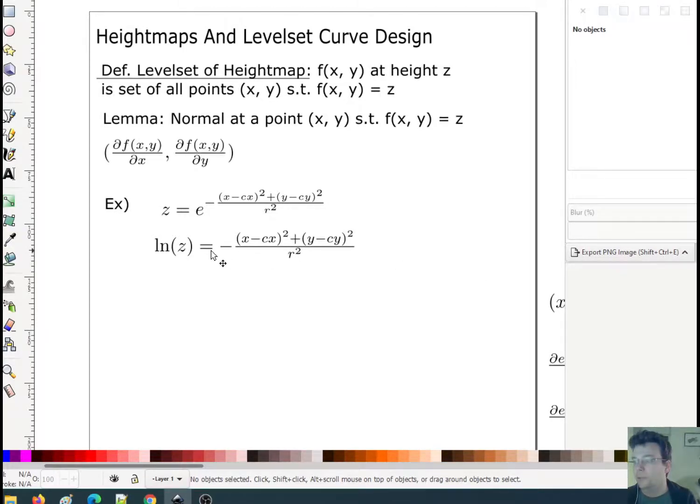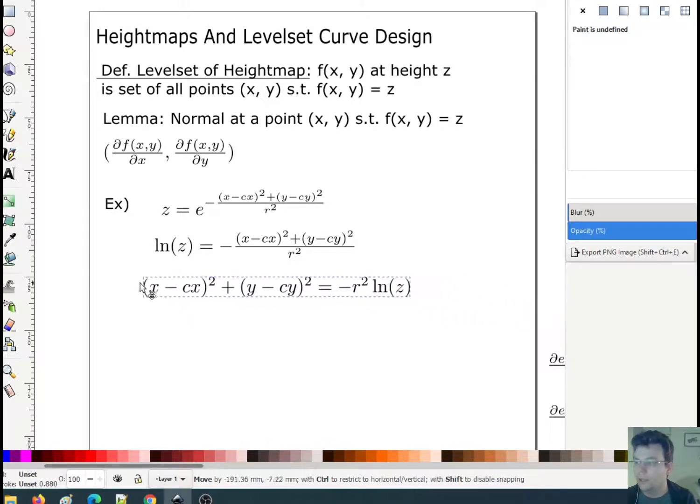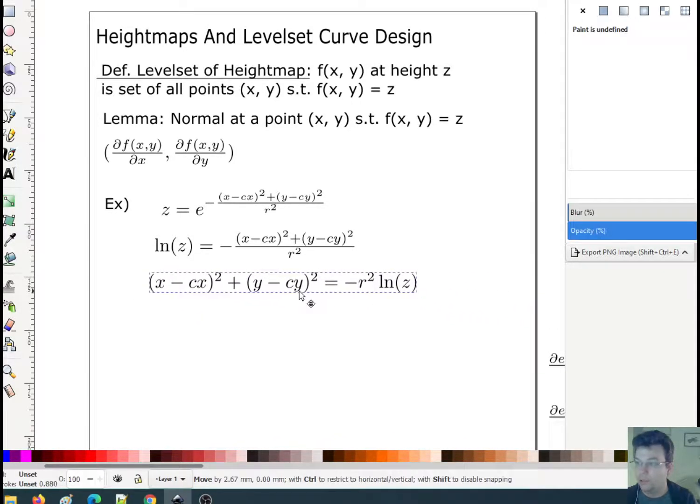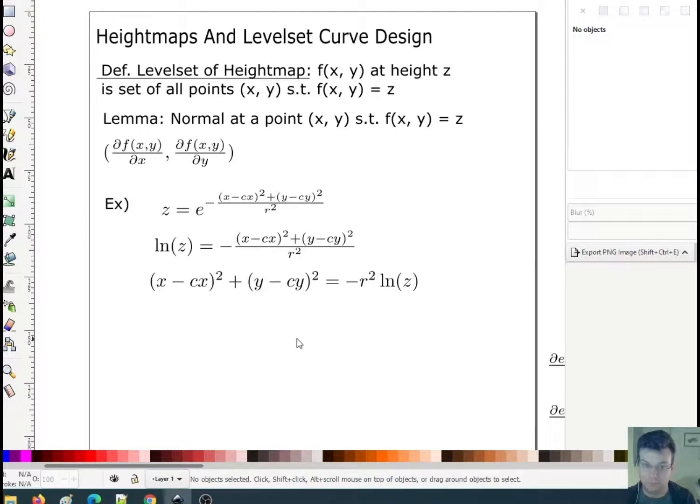Okay, now if I multiply both sides of this equation by negative r squared, then I end up with this, which is the equation for a circle, if you look at it. So you remember from your SAT, x minus center x squared plus y minus center y squared is equal to, in general, the radius squared. In this equation, we find that the radius squared of the level set is negative r squared, whatever that was here, times natural log of z.